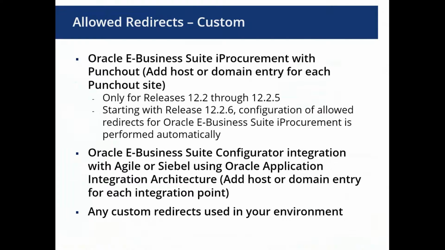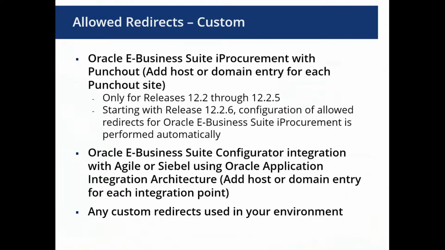The problem is the configuration. If you are using external configuration items, like you're working with iProcurement and you have to redirect punch out to those external sites, you have to configure those. If you're using Agile, Siebel, those types of things, that highly integrated environment, you do need to put that in. If you've got custom code, because this is working as a filter level, you actually have to put those custom redirects in also.